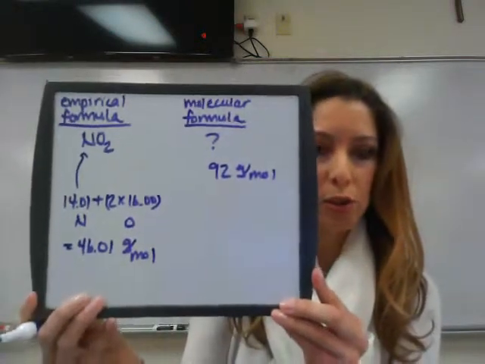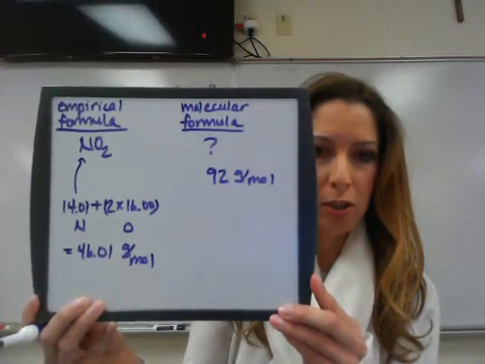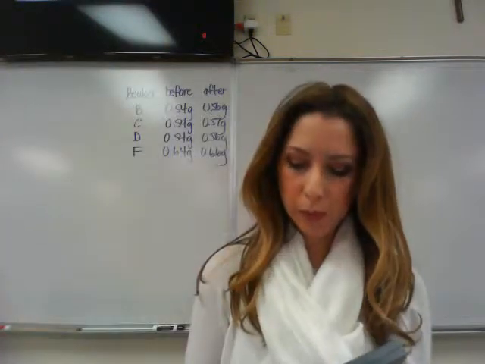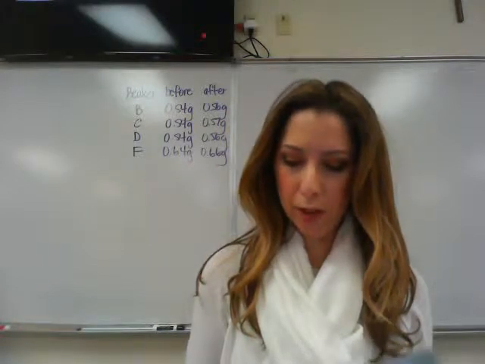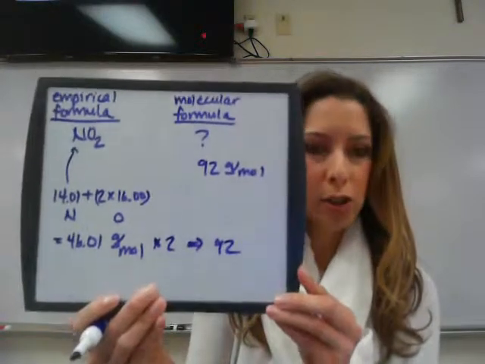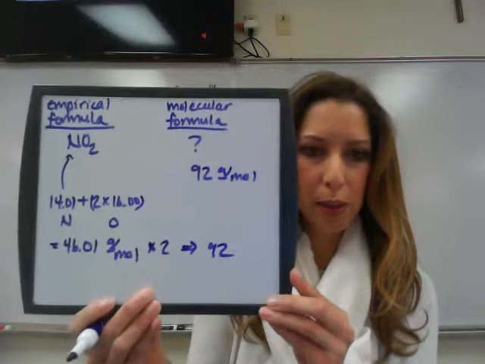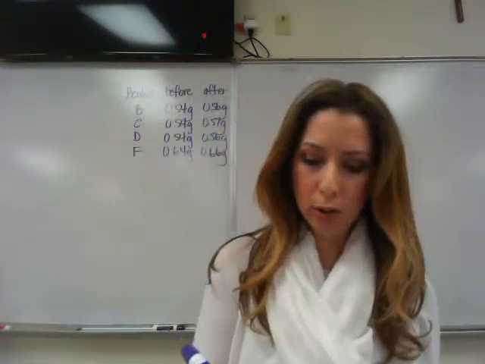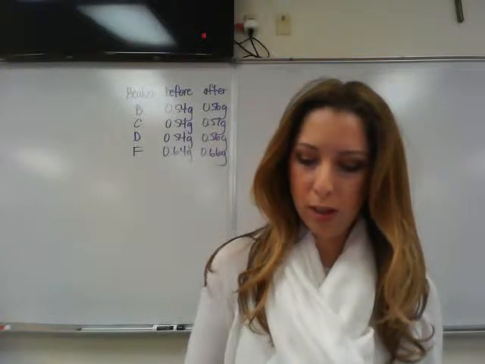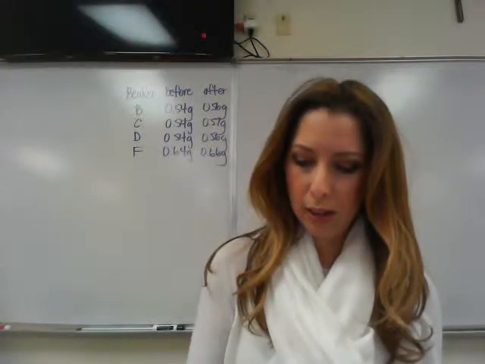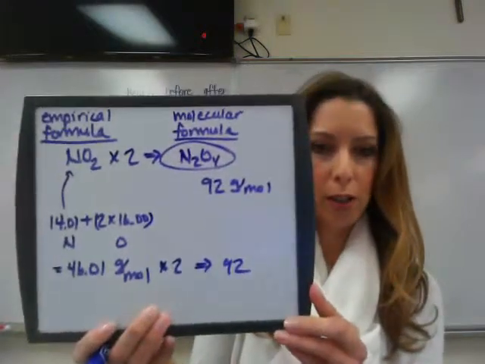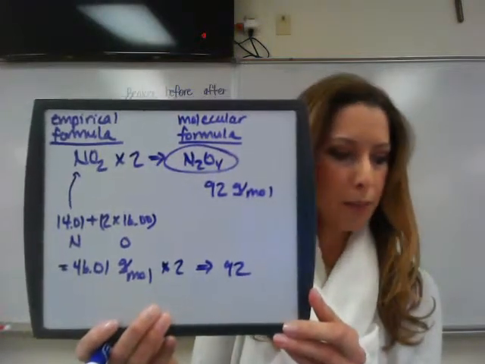46 times 2 would give me 92, which is the mass of the molecular formula. So since I have to multiply by 2 to get to 92, that means the molecular formula is the empirical formula times 2. So we're going to take NO2 times 2, and we're going to get N2O4 for the molecular formula. Okay?